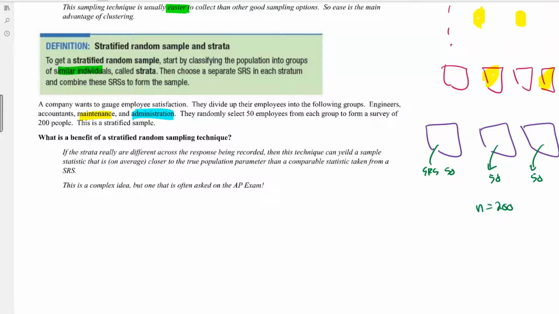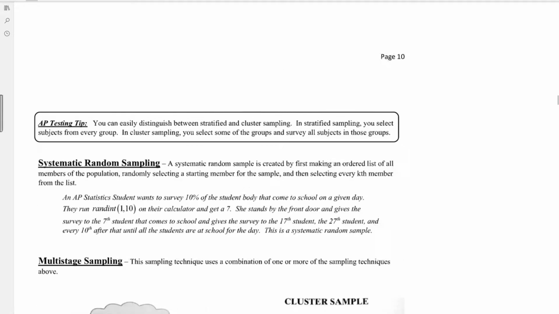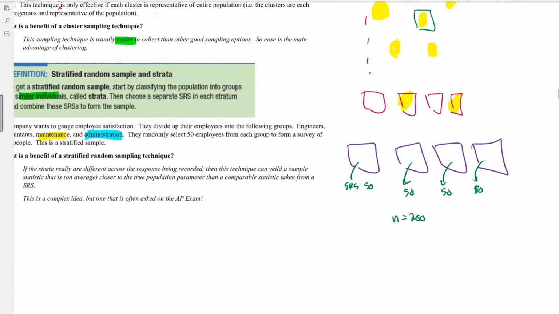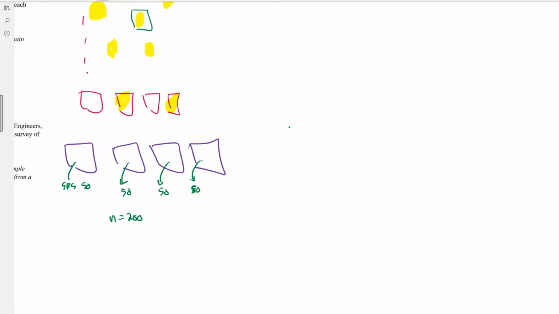So this is a complex idea. We talked a little bit about it in class. I don't know. Should I talk about it here? Yeah, maybe I will. So if we were to take a simple random sample from this company, we're asking about job satisfaction or number of hours you work or something.